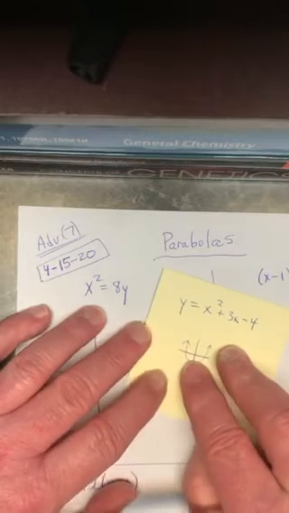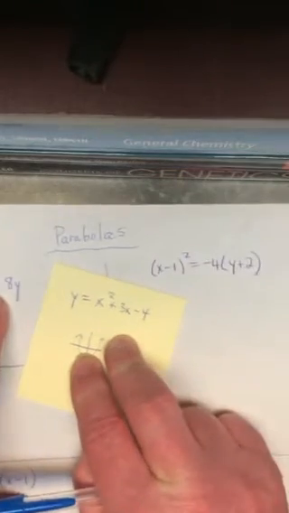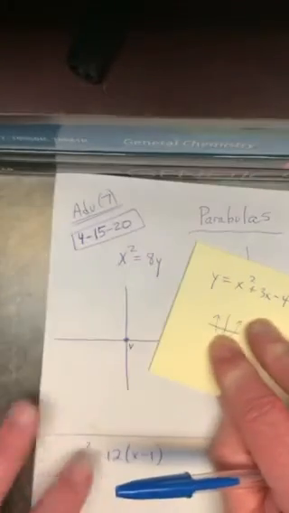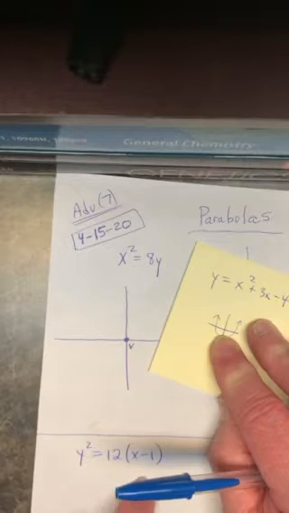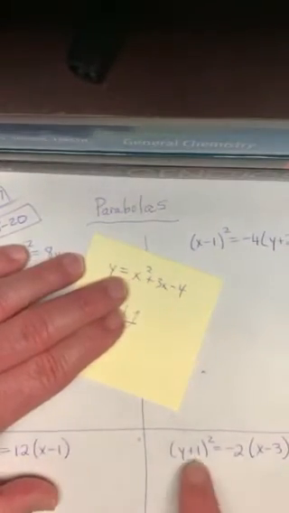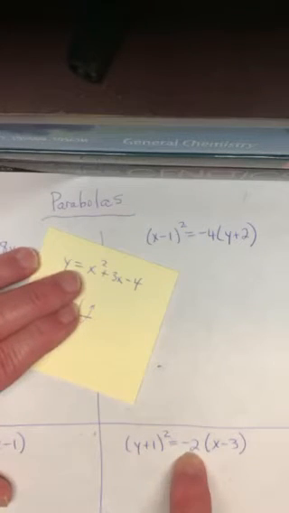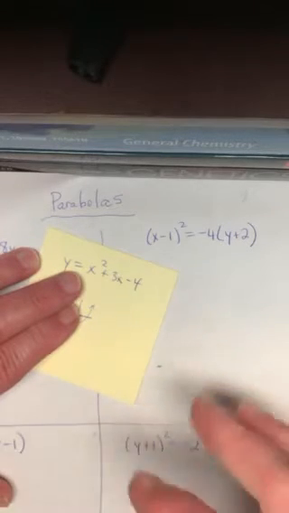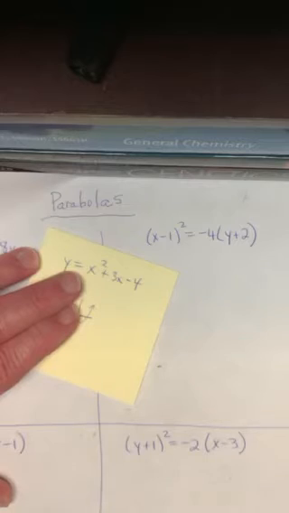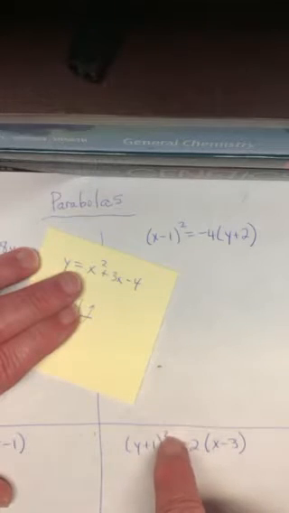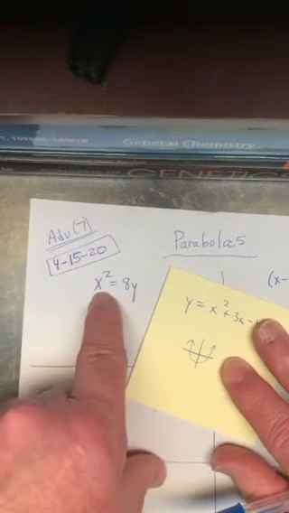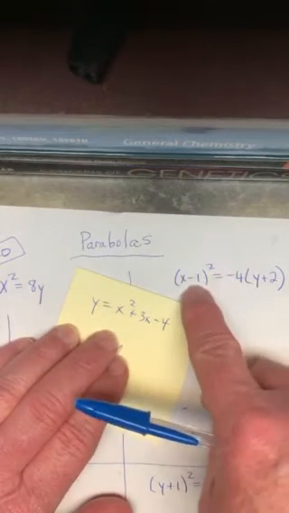If you look at our problems today, like x squared equals 8y, and x minus 1 squared equals negative 4 times y plus 2, and y squared equals 12 times x minus 1, and finally y plus 1 squared equals negative 2 times x minus 3, the one thing you notice in all four of these in conic section form rather than function form, is that the squared value is isolated by itself.